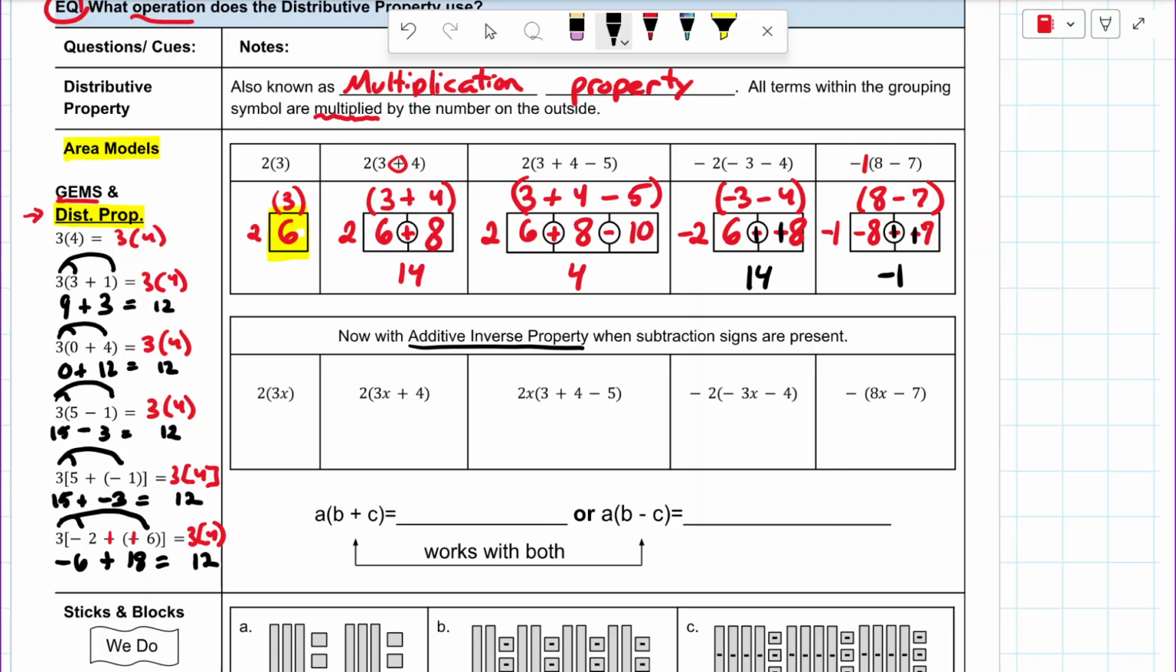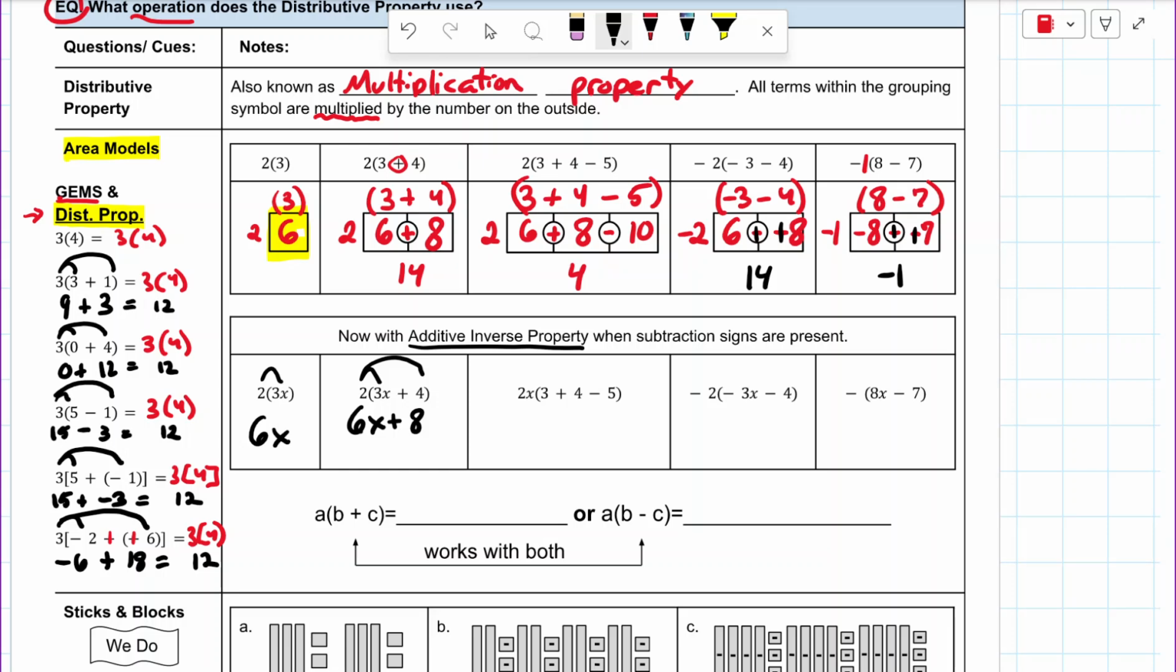signs are present. Okay, so here this is just 2 times 3x, which is going to give you 6x's. This is 2 times 3x, and 2 times 4. 2 times 3x is 6x, and 2 times 4 is 8. Bring down that plus sign. Now remember, you cannot combine those because those are not like terms.